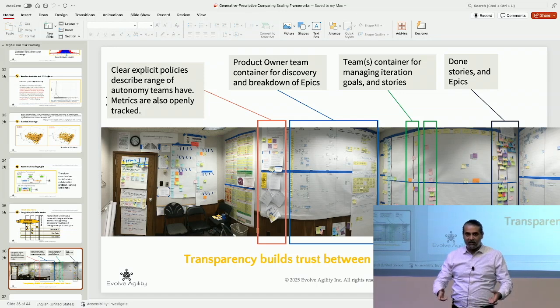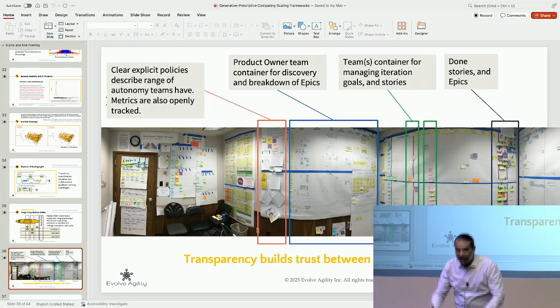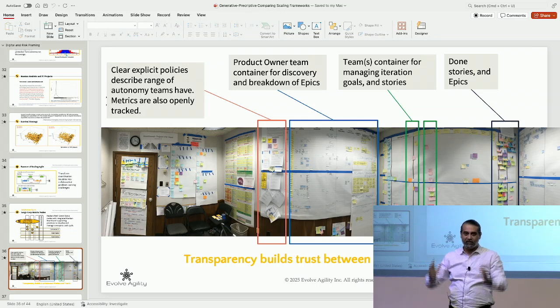The organizational challenge is people get hired for a certain role. So my identity is now built around fulfilling that role or function.